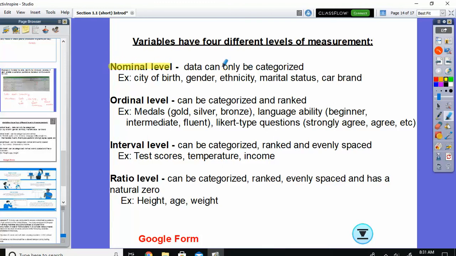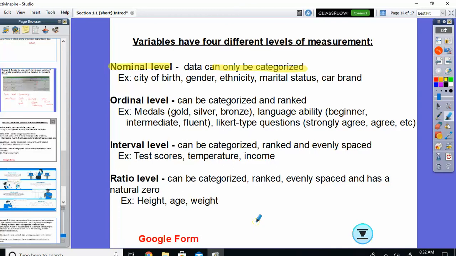Nominal data can only be categorized. So things like, where were you born? Are you a male or female? What's your name? What kind of car do you drive? Okay, I can find all those things, but is there any way to put them in a meaningful order? No. If you were born in Hannibal or born in Quincy, there's not one that goes on top of the other. There's no way to organize that data or put it in a meaningful order. So nominal level, all we can do is categories. Okay, you have blue eyes, you have brown eyes, you have green eyes.